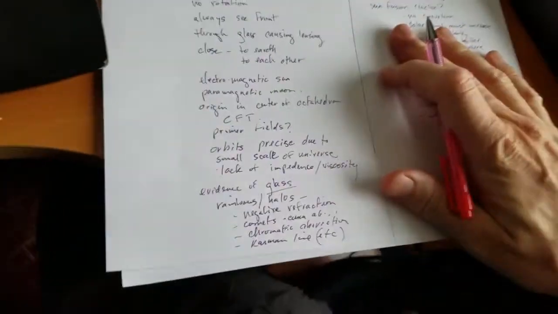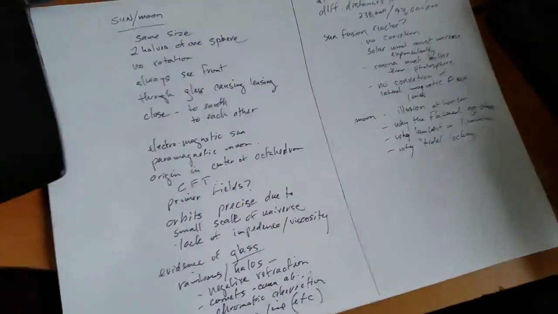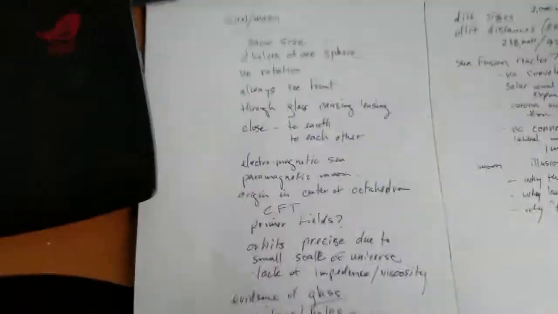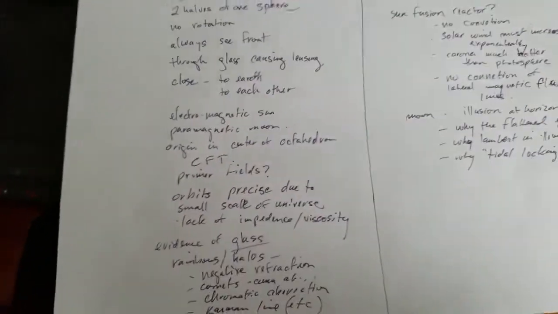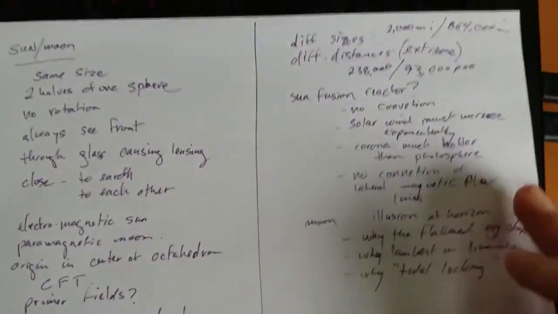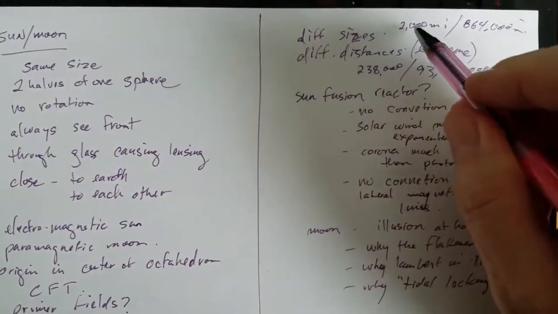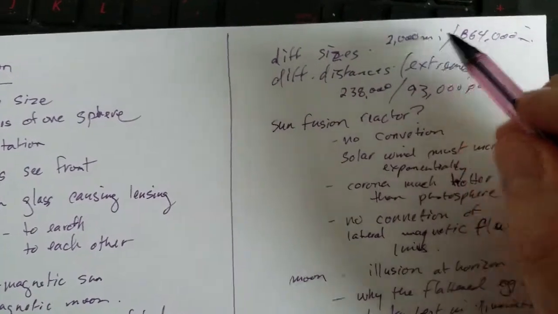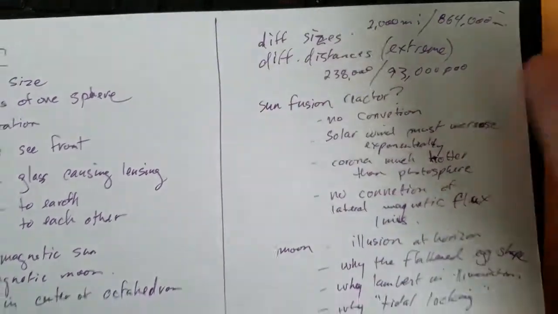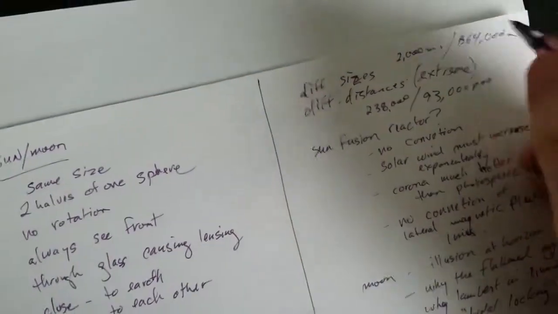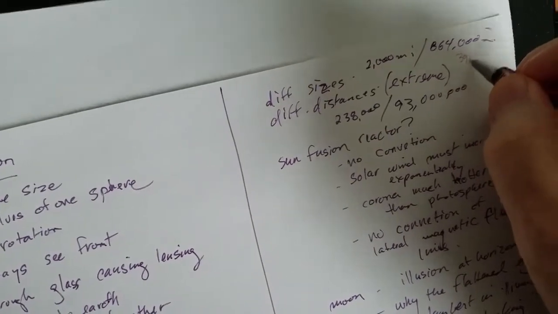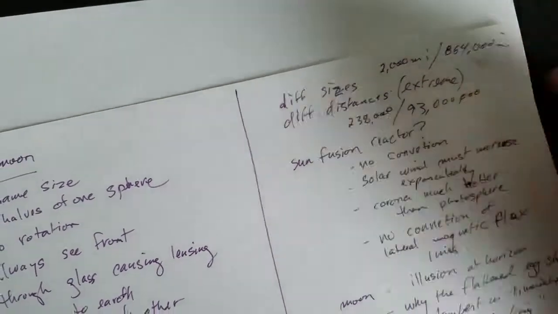Okay, now I just want to talk a little bit about the differences between my model and the heliocentric model of the sun and the moon. Let's compare and contrast the sun and the moon. Well, let's start with the heliocentric model first. Initially, we have different sizes of the sun and the moon: the moon being about 2,000 miles wide versus the sun being 864,000 miles wide, which equates to about 391 times larger than the moon.